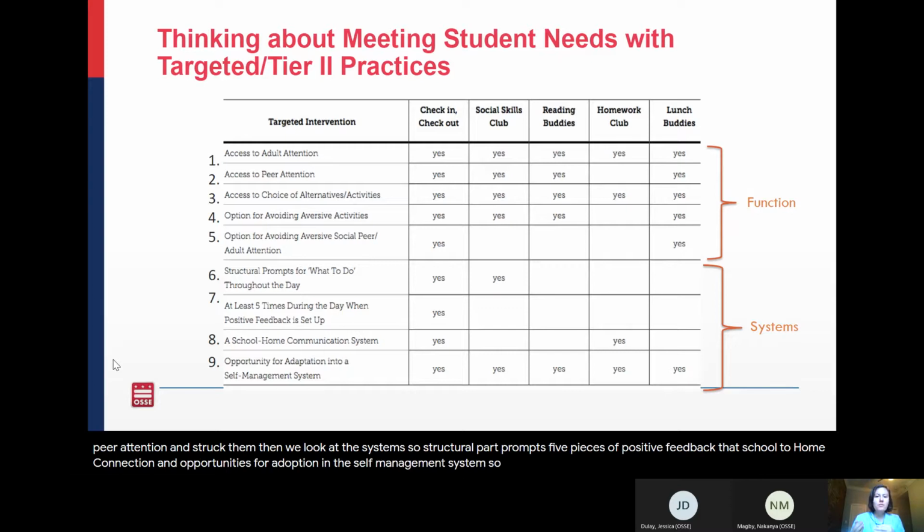So when we look at these interventions on the top, we see that check-in, check-out should meet all 9 of these items. And then social skill clubs, reading buddies, homework club, and lunch buddies can support some of these different functions and some of these systems. So depending on what our students need and what our staff is capable of implementing, all of these interventions at the top might be appropriate depending on our needs and depending on our capacity.